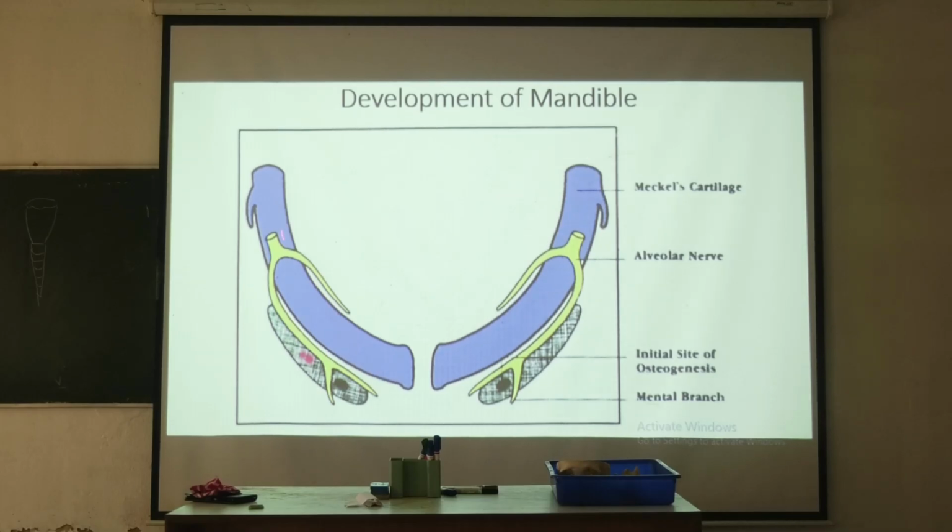And see, this is the Meckel's cartilage, and here the ossification centers have appeared and they are surrounding the Meckel's cartilage to form the mandible. Okay. Next.